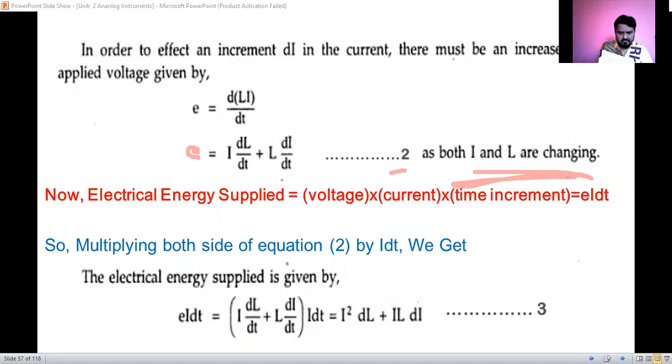Someone is speaking. Want to ask anything? Roll number 26, Rupesh.